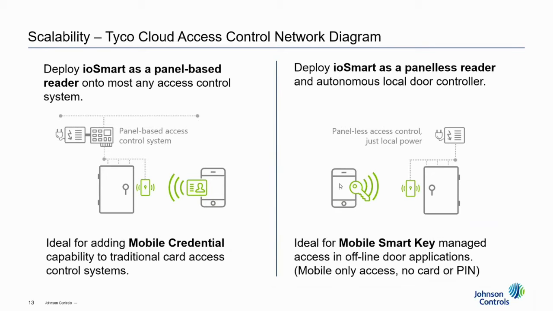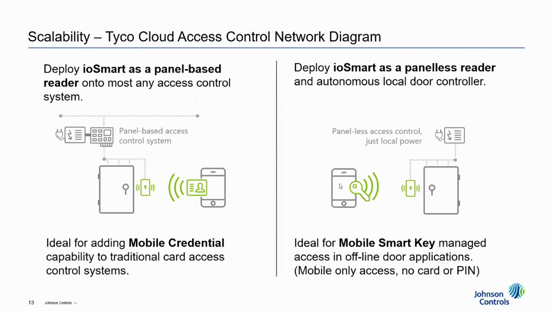So for this Tyco Cloud Access Control, the network diagram, there are two ways of deploying it. One is as a panelless reader. The other one is as a panel-based reader. I'll start off with the panel-based reader.